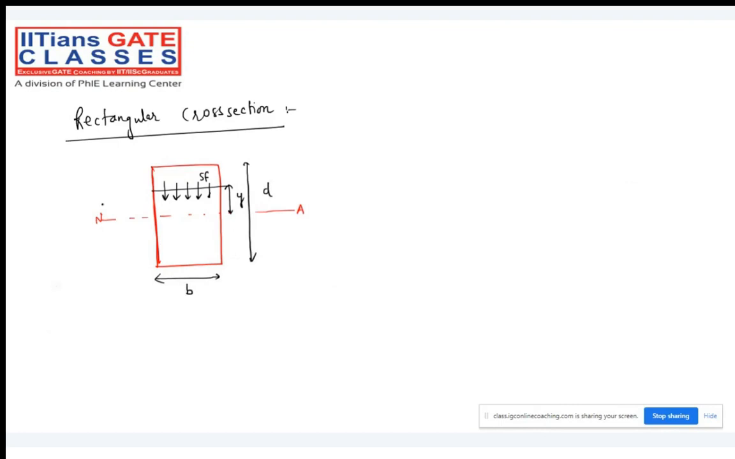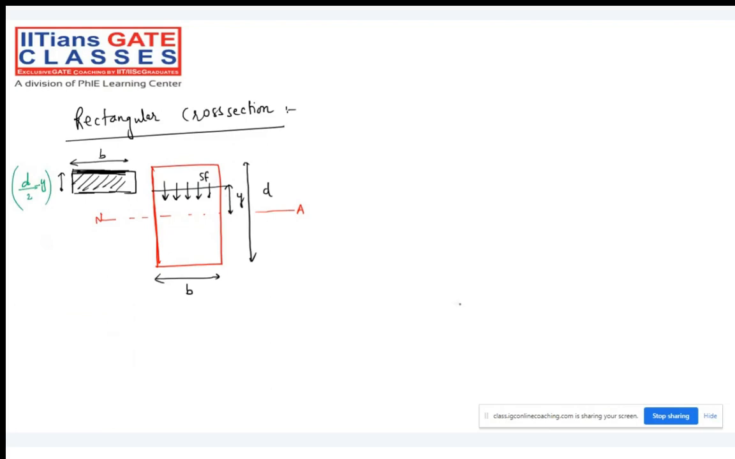So at this fiber I have taken the section. What about this area? I'm drawing it separately. This is the area, right? It has a width b, and what about the depth? The depth would be d by 2 minus y. That will be the depth of this section that we have considered, right?